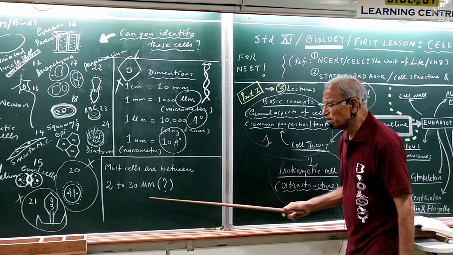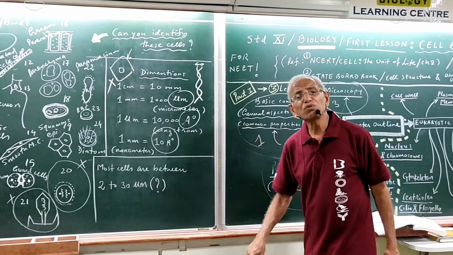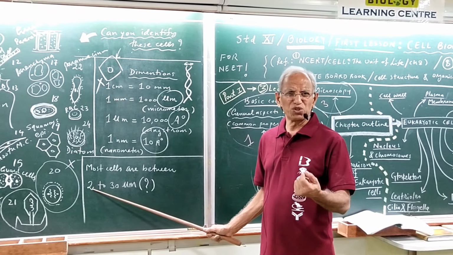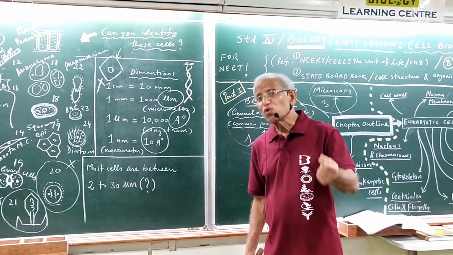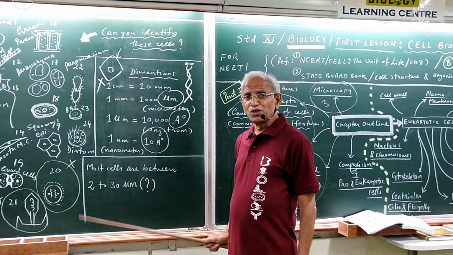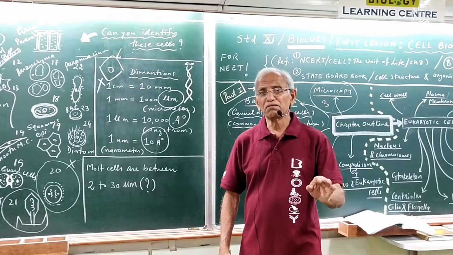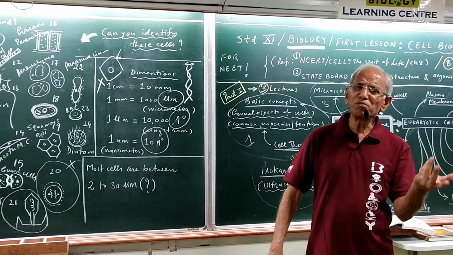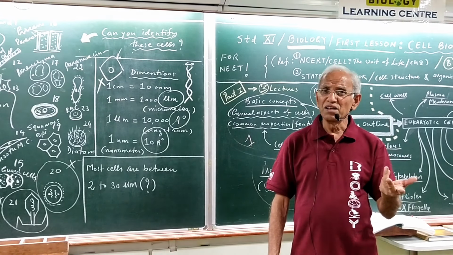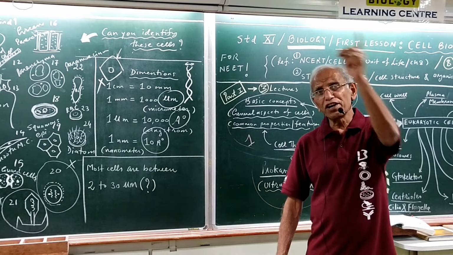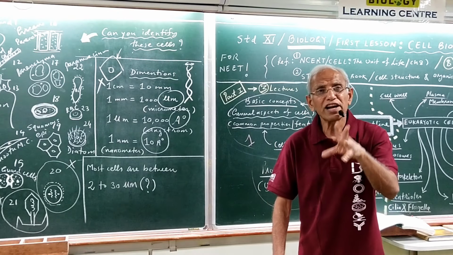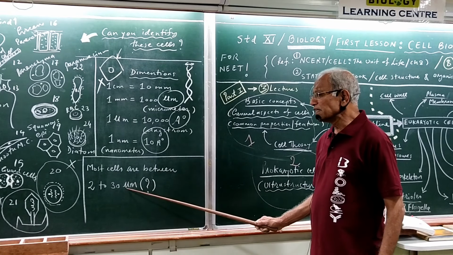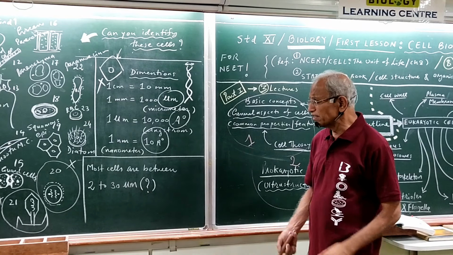And most of the cells are between... Why 2? Because usually bacteria will be of this size, 2 micrometers. Even the mitochondria will be of similar size. So a mitochondria in a cell is as good as the size of a bacterium. Bacteria are smaller, prokaryotic cells are smaller, and a eukaryotic cell is bigger, and the mitochondria and chloroplast are of the size of the bacteria. And some of the cells are bigger, and these dimensions can always be learned.